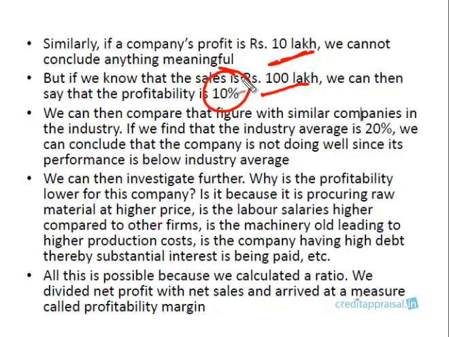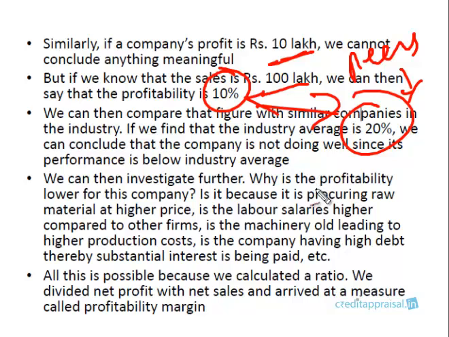Now we can compare this profit margin with other companies operating in this industry, say of similar size, and then we find out that the competitors are earning a profit margin of 20%. Then we can say this company is not doing that well compared to the peers, right? Because the peers are operating at a 20% margin, whereas this company is operating only at 10%.